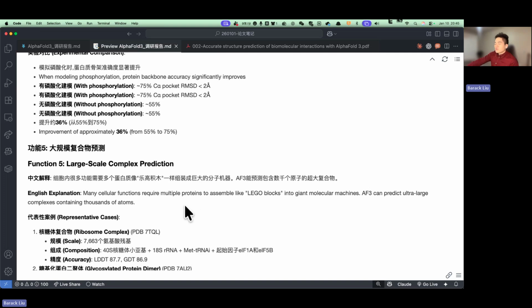Feature 5, large-scale complex prediction. Many cellular functions require multiple proteins to assemble like Lego blocks into giant molecular machines. AF3 can predict ultra-large complexes containing thousands of atoms.